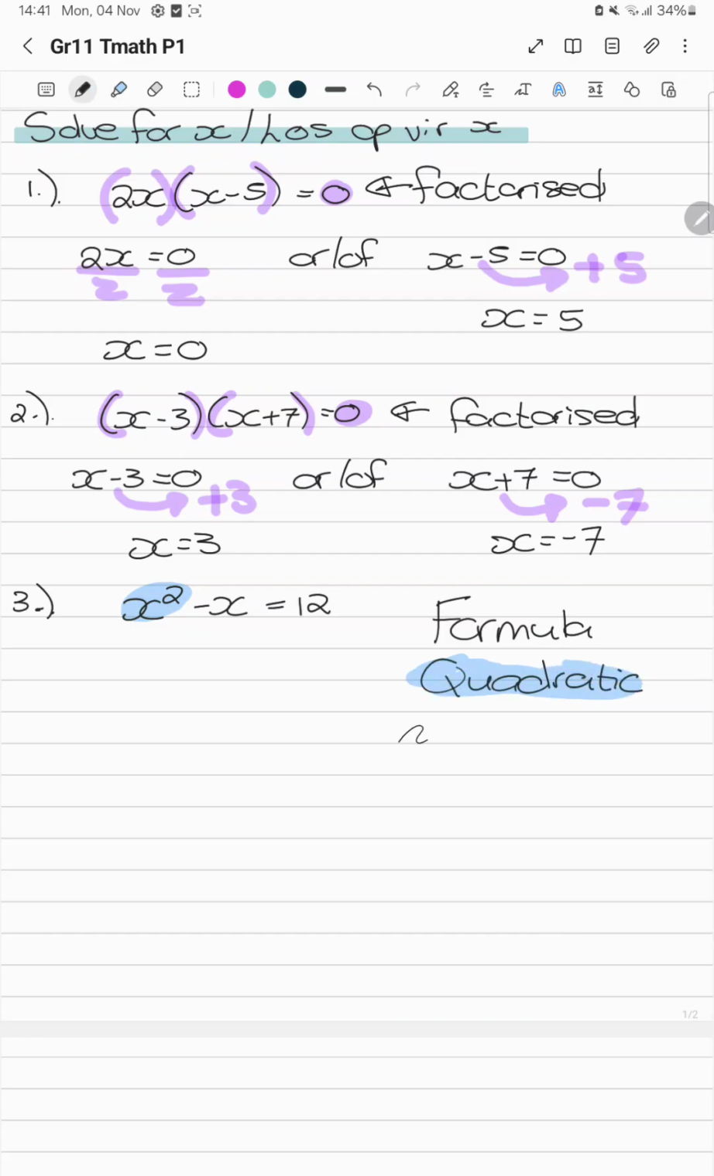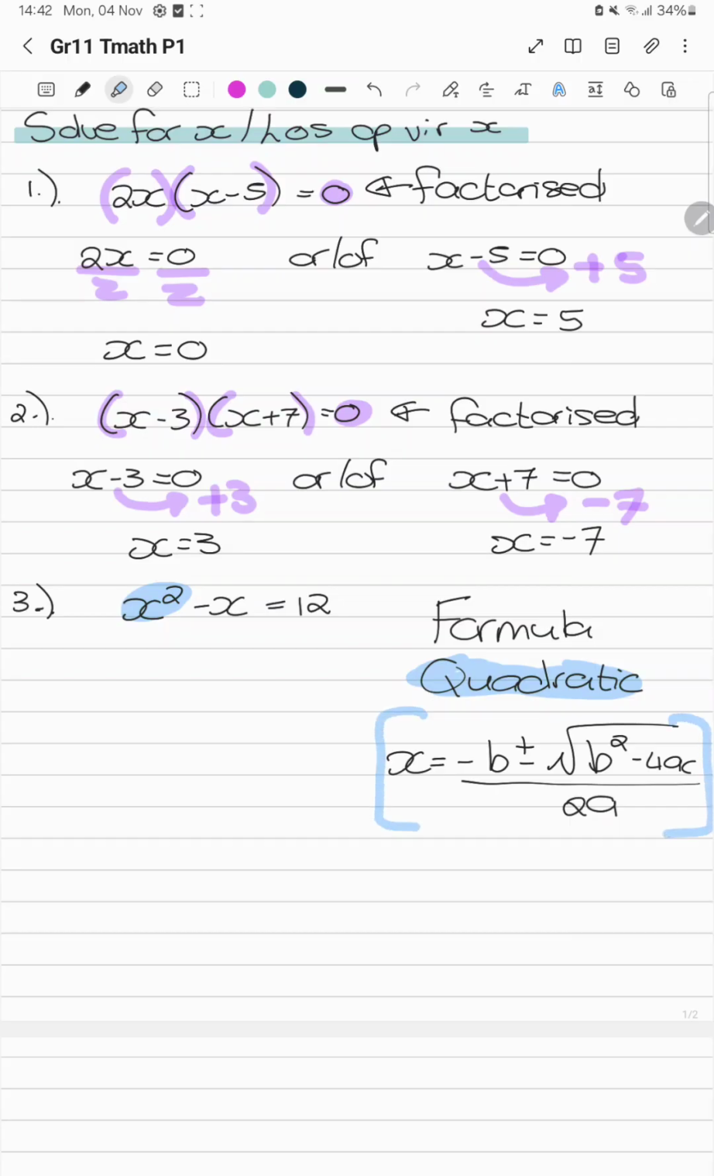That is your formula, which is x is equal to minus b plus or minus the square root of b squared minus 4ac, all over 2a. This is also the first formula on your formula sheet. So whenever you see an x to the power of 2, or anything to the power of 2, you know you're going to have to use this formula. Now, to use this formula, I first need to get my right hand side equal to 0. So I bring over my 12, and it becomes minus 12. So x squared minus x minus 12 is equal to 0.